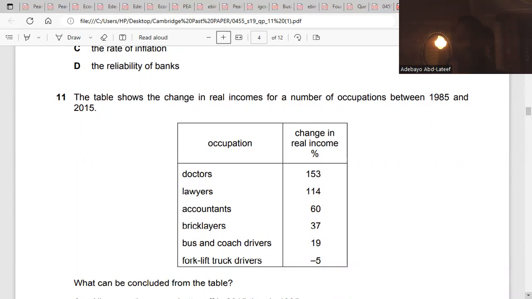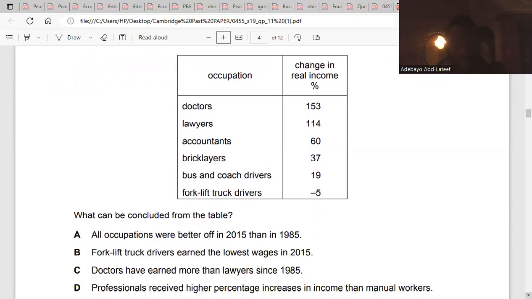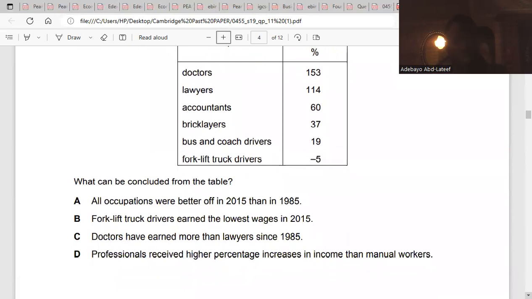11. The table shows the change in real incomes for a number of occupations between 1985 and 2015. What can be concluded from the table? Look at the table. We have occupations like doctors. Their change in income is 153, lawyers 114, accountants 60, bricklayers 37, bus and coach drivers 19, fork lift truck drivers -5. So what can be concluded from the table? All occupations were better off in 2015 than 1985.